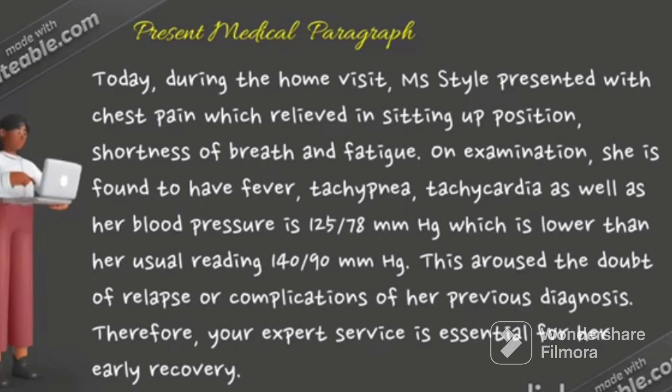Today during the home visit, Ms. Style presented with chest pain which relieved in sitting position, shortness of breath and fatigue. On examination, she is found to have fever, tachypnea, tachycardia, as well as her blood pressure is 125 by 78 mm mercury, which is lower than her usual reading 140 by 90 mm mercury. This aroused the doubt of relapse or complications of her previous diagnosis. Here, no need to write pericarditis again because already we mentioned it in the introduction paragraph. So, no more repetition, we can write just previous diagnosis. Therefore, your expert service is essential for her early recovery.